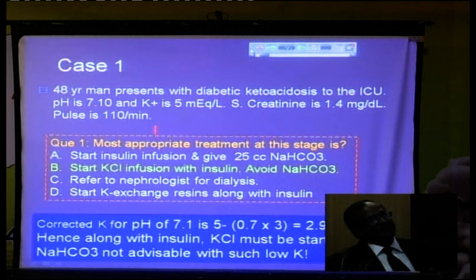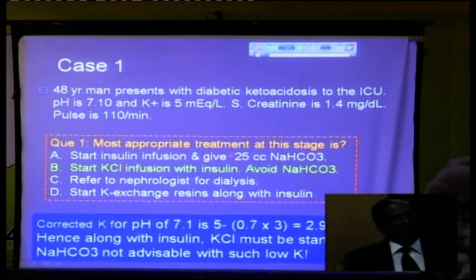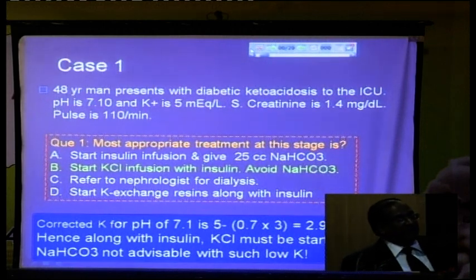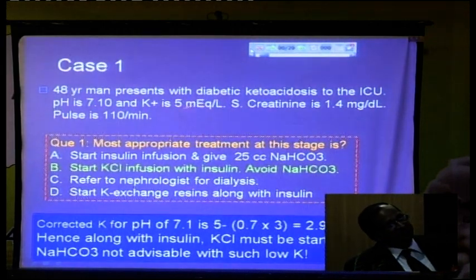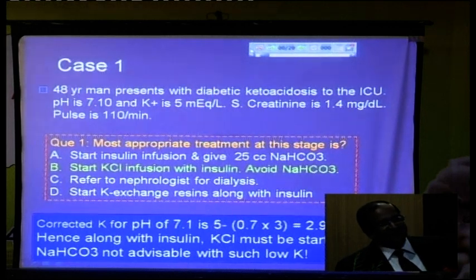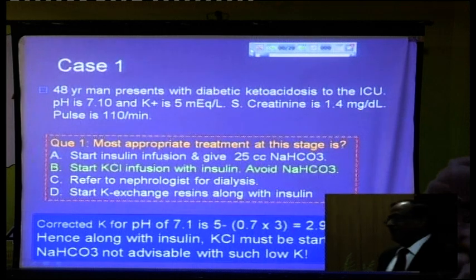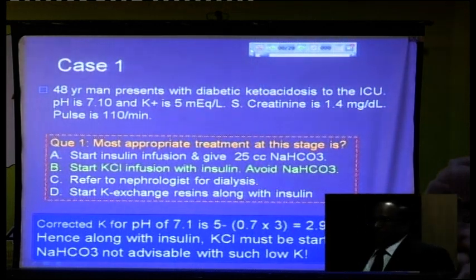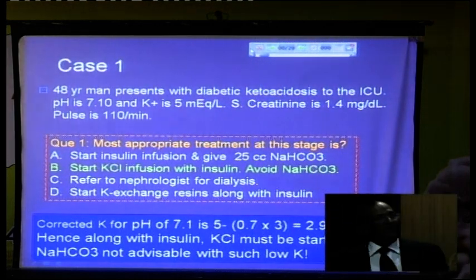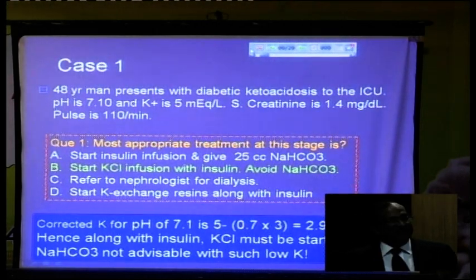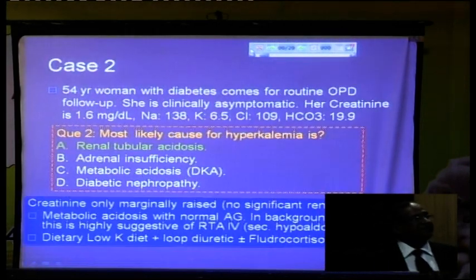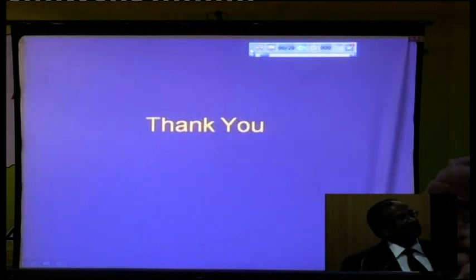Why in this patient did we say you should not give insulin? You should not give soda bicarb? The corrected potassium in this patient, the potassium is 5, but if you correct it for a pH of 7.1, the corrected potassium is 2.9. When you have a potassium which is very low, you don't want to give soda bicarb without having given potassium to bring it up. Because anyways you're giving insulin. Okay, so these are some of the cases.